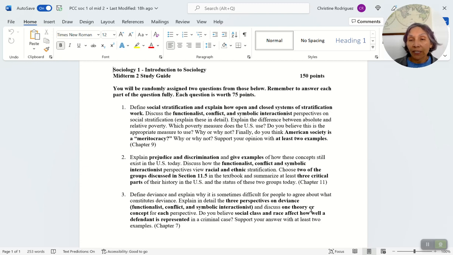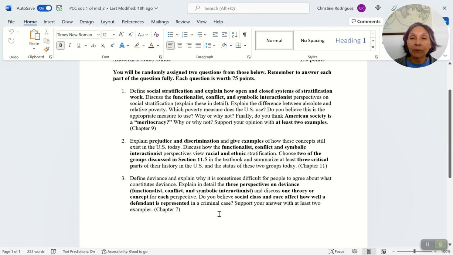Finally, do you think American society is a meritocracy? Meritocracy is discussed in the text. Meritocracy is the idea that everyone gets what they deserve, that all you have to do is work hard, do what you're supposed to, obey laws, go to school, network, work hard for promotions, etc., and that you will be successful. I ask you, do you think that's really true? Maybe you do, maybe you don't. Again, support your opinion with at least 2 examples. So that's question number 1, based on chapter 9.